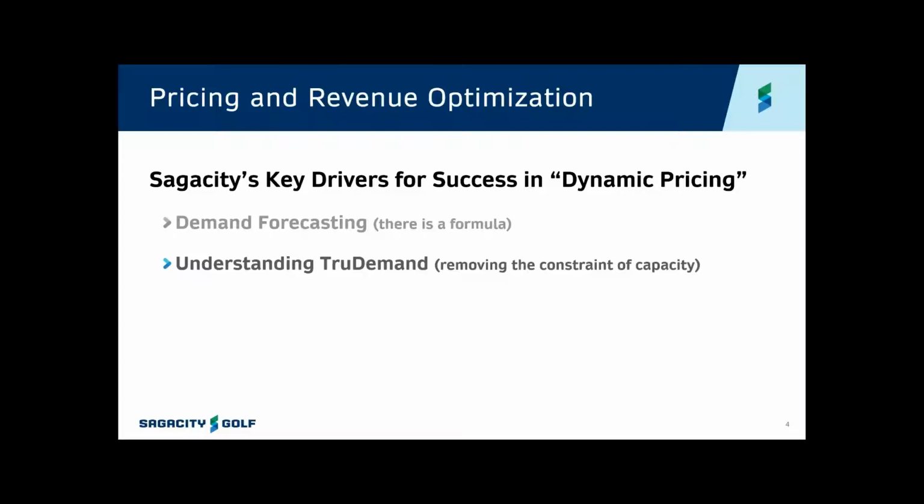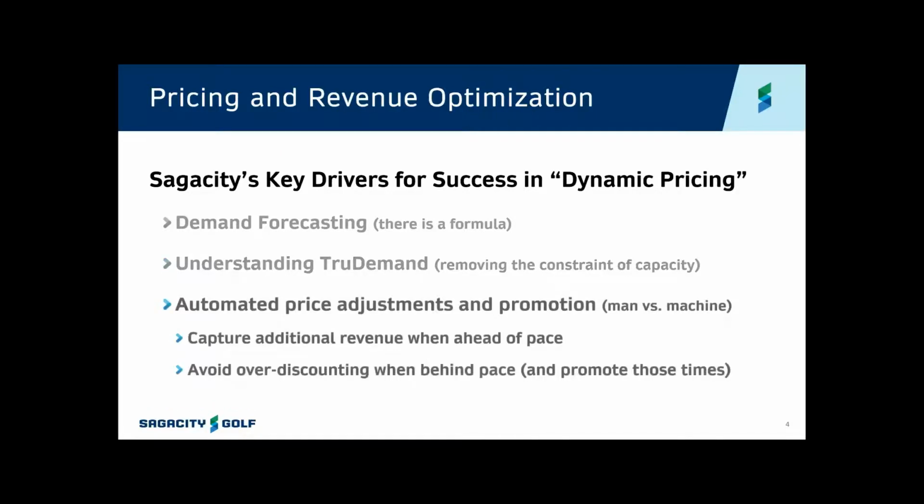And so understanding true demand is removing the constraint of capacity. If I could sell as many rounds as I had demand for, how many rounds would I sell for this particular hour? That is part of our element of dynamic pricing. And then, of course, automating the pricing adjustments and the promotion. This is the man versus the machine.